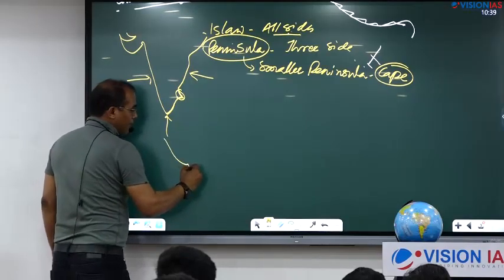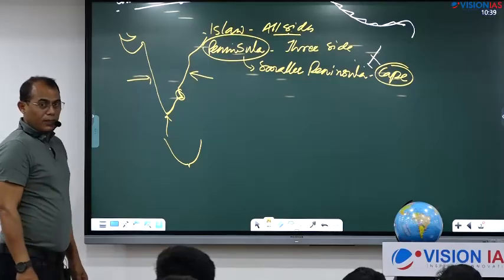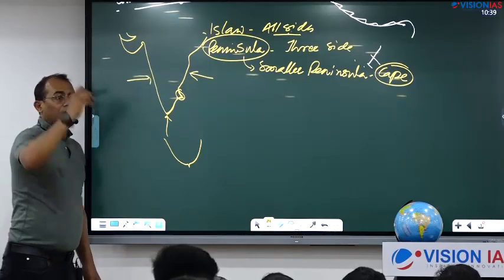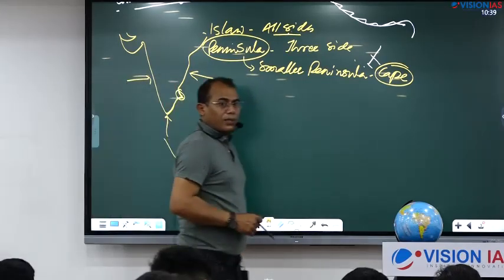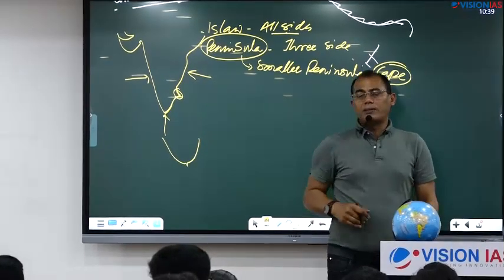In Africa, there is the Cape of Good Hope. Hope you understand. Three sides surrounded with water, we call it a peninsula. A smaller peninsula, we call it a cape.